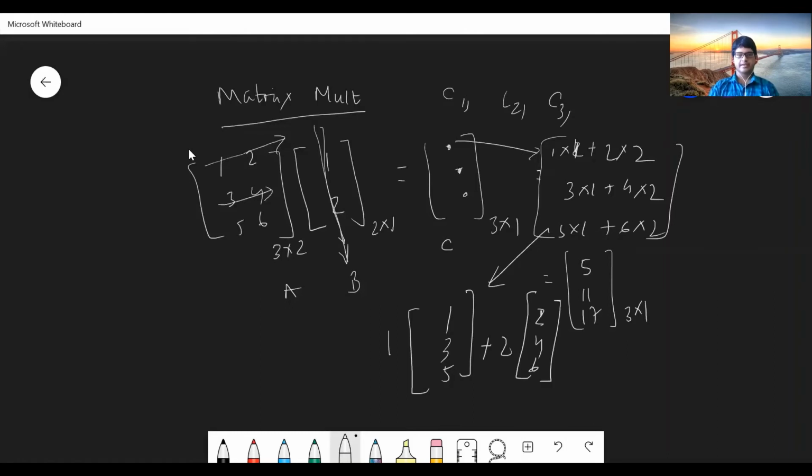You can clearly see that. So what I'm meaning to say is that if I'm multiplying a matrix with a column vector, then what I get is a linear combination of each of the columns of the first matrix. This means that I am taking 1 times of this column, 2 times of this column vector, so as to obtain the final matrix C. Clear? Clear, right? What I'm speaking.